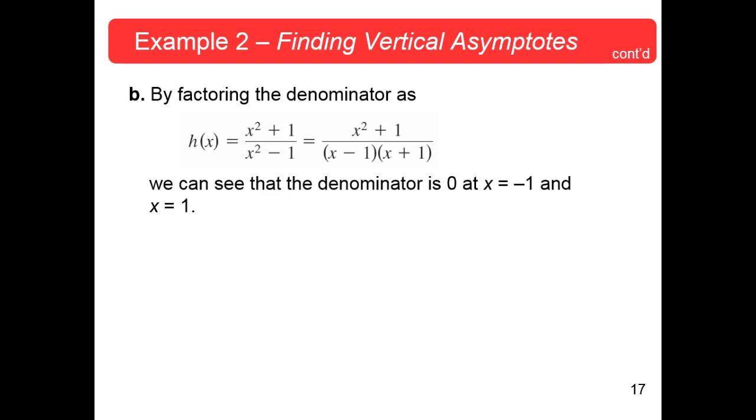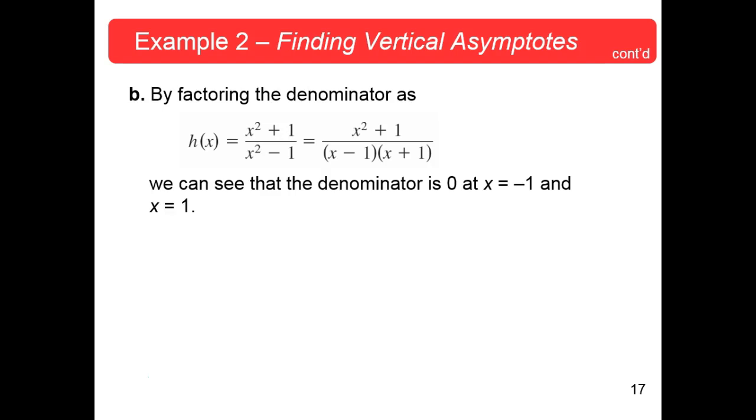h of x is a rational function. x squared plus 1 in the numerator, x squared minus 1 in the denominator. What can you tell me about it? Is that numerator ever 0? Never! Because x squared is always greater than or equal to 0. Add 1 to it, it's going to be greater than 0. Can't ever be 0. How about the denominator? Yes, x equals 1 is going to be 0, x equals -1 is going to be 0. Two vertical asymptotes. One at x equals -1, one at x equals 1.